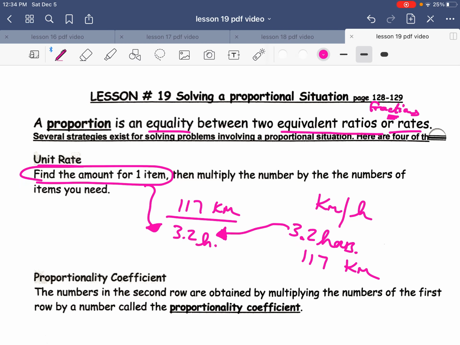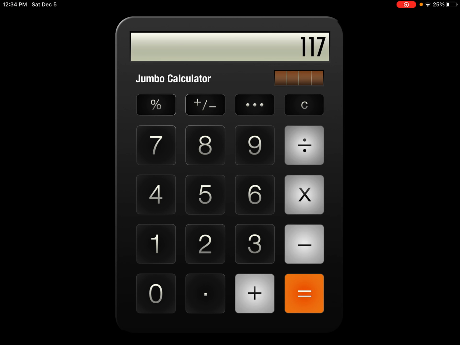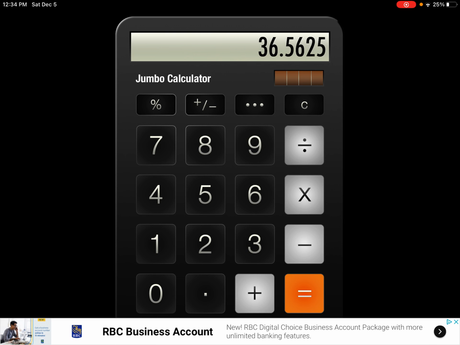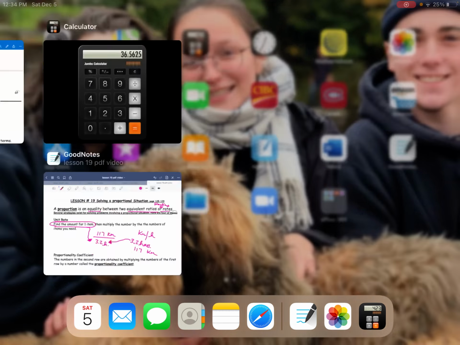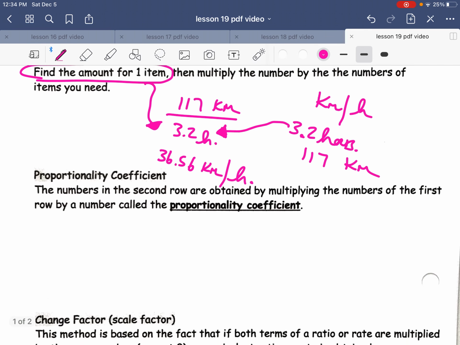So when you divide that, 117 divided by 3.2 hours, I'm going to get 36.56. So the answer is 36.56 kilometers per 1 hour in that case. Okay, so a nice easy trick. The one item that you want to find, the one thing, you put that on the bottom.